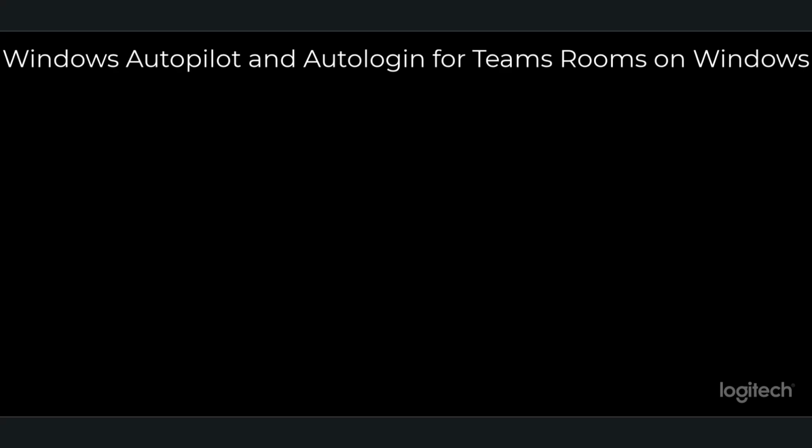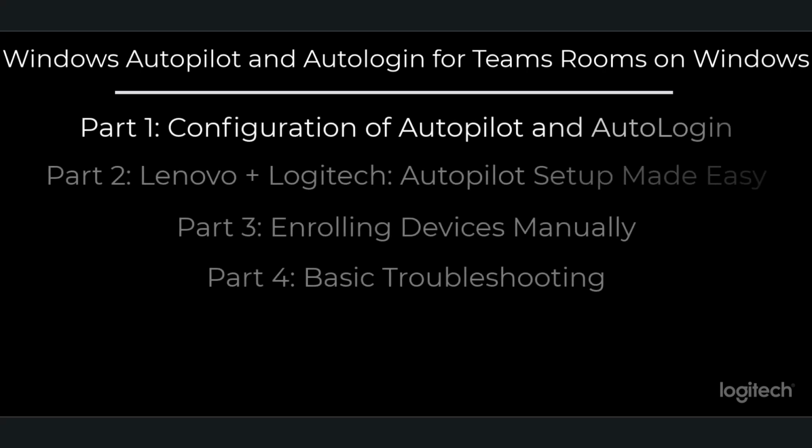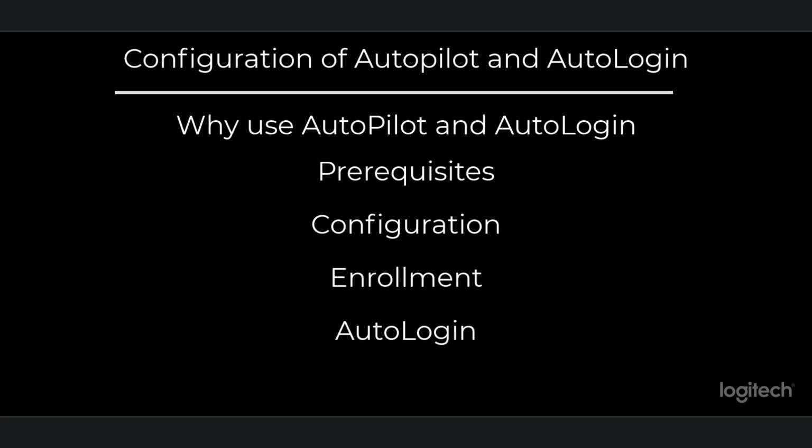Welcome to Windows AutoPilot and AutoLogin for Teams Rooms on Windows. This is the first part of 4, Configuration of AutoPilot and AutoLogin. Part 2 covers Lenovo and Logitech AutoPilot Setup Made Easy. Part 3 covers enrolling devices manually, and Part 4 is about basic troubleshooting. In this part, I'll be covering why use AutoPilot and AutoLogin, the prerequisites, configuration, enrollment, and AutoLogin.